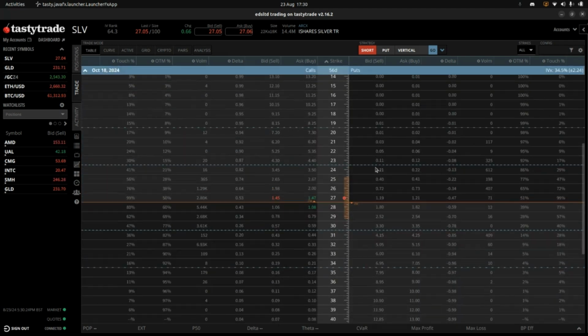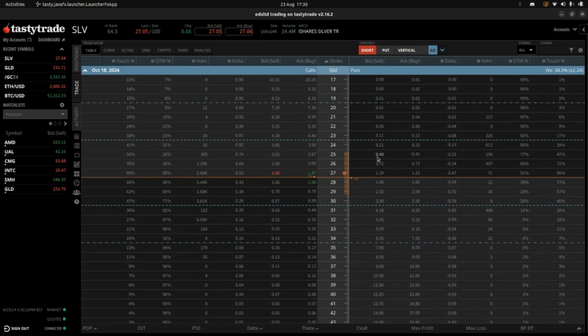So if we have a look here, this is now the options chain. This orange line in the middle shows where price currently is. It's at 27.06, which is right in between 27 and 28 as shown here. We've got calls on the left side, puts on the right-hand side. This orange bar here is your expected move for the 56-day period.